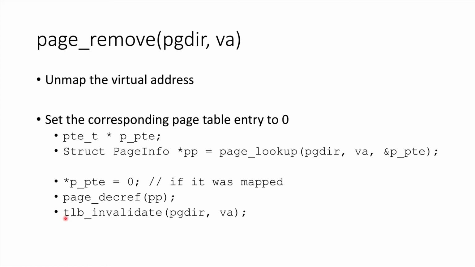Last but most importantly, you need to run the TLB invalidate with the pgdir and va whenever you update the page table entry. This is because the TLB is a cache in the CPU, and what the CPU has cached could be different from what we just updated, because that information is not automatically tracked. So whenever we update one of the page table entries, we need to invalidate that entry in the TLB. So you need to run TLB invalidate. Please don't forget to run TLB invalidate in the page remove function.